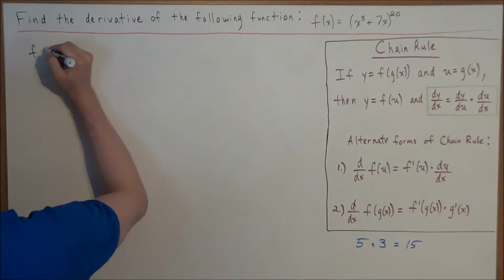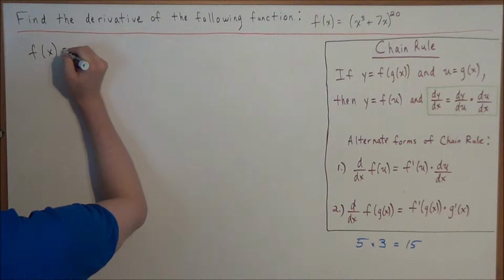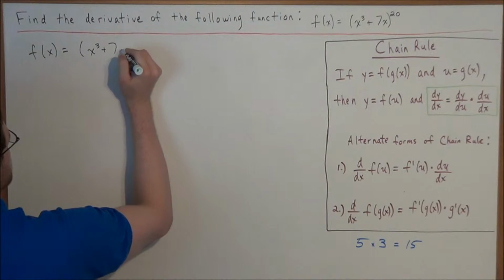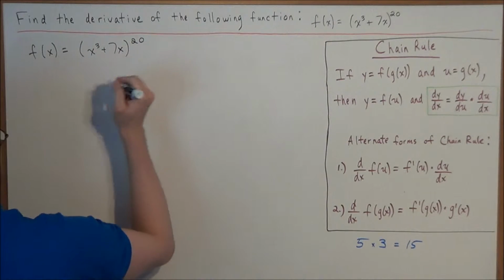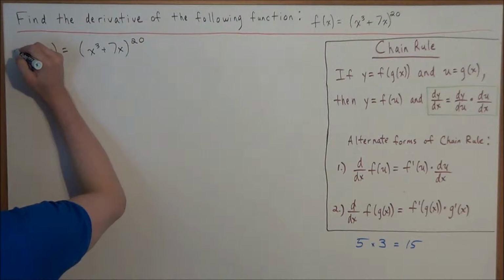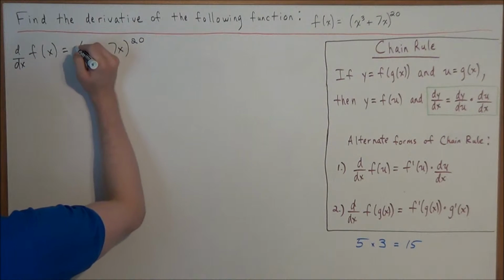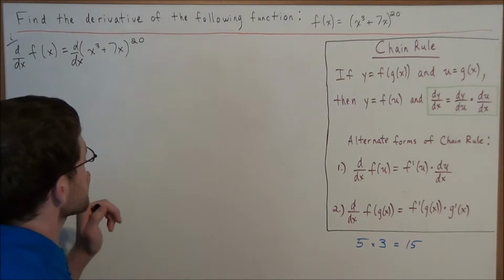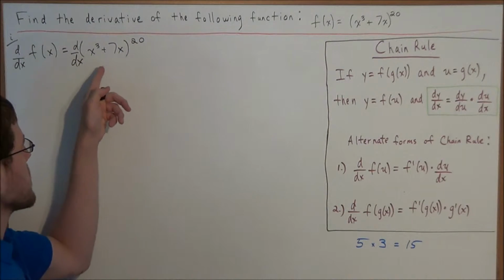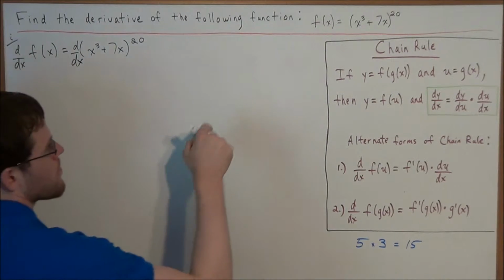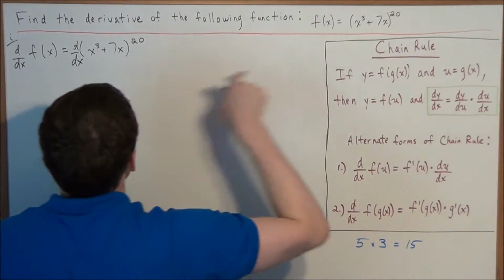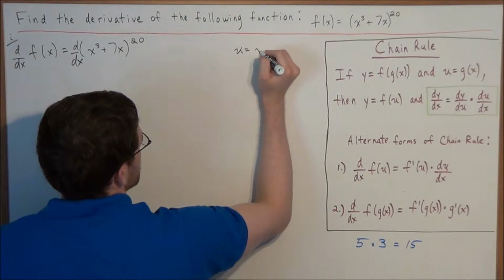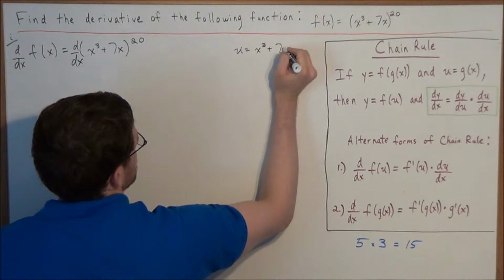So we're starting with f of x equals x to the third plus 7x raised to the 20th power. And what we want to do is find the derivative with respect to x of both sides. So we're taking ddx of both sides, and we'll call this step 1. Now the substitution we want to make is we're going to let u equal x to the third plus 7x. So we have u equals x to the third plus 7x.